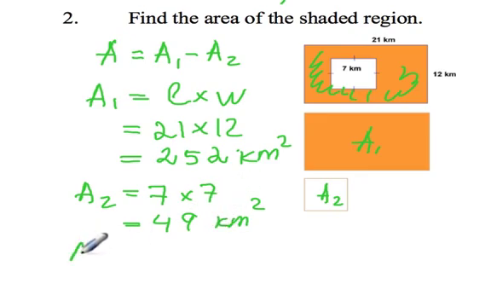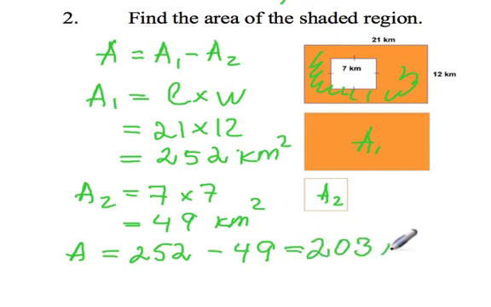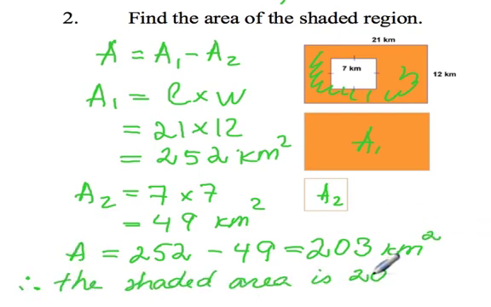And to get to the shaded region, as we already talked about, we are going to subtract the 2. So 252 take away 49 equals 203 kilometers squared. Remember to write your therefore statement. The shaded area is 203 kilometers squared.